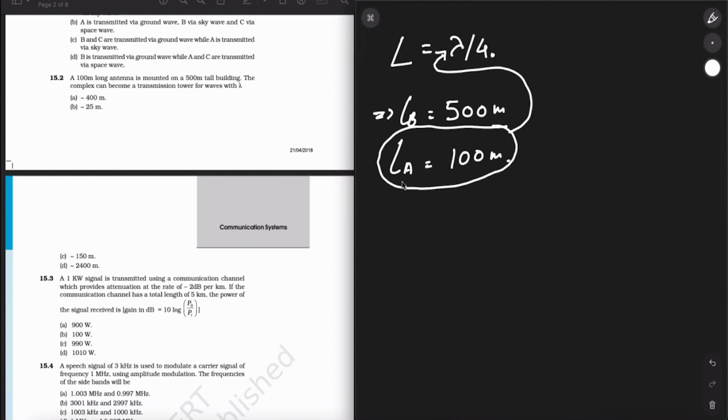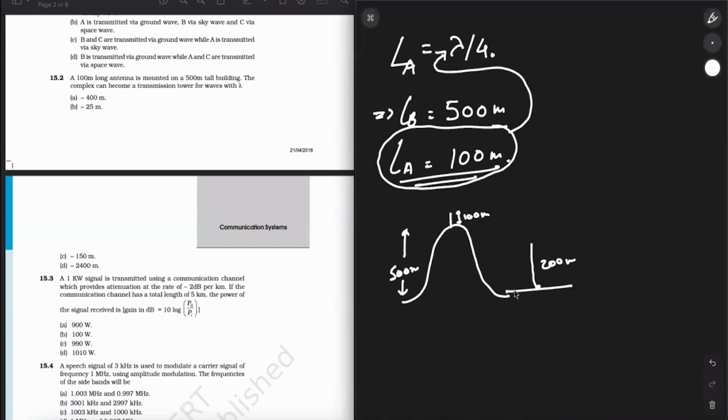So the length of antenna, here I'll write it. There's a scope of mistake over here. You can add these two terms, LA plus LB is 600 meters, and then equate it. That will be wrong, and I'll tell you why. Suppose there's a mountain of 500 meters high, and there you install a small antenna of only 100 meters. Meanwhile, on the ground there is an antenna of 200 meters.